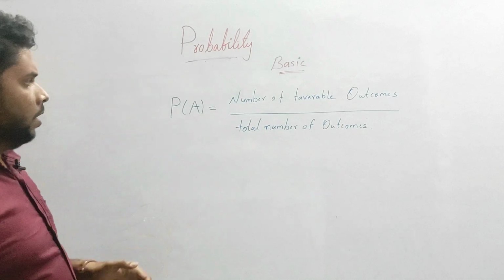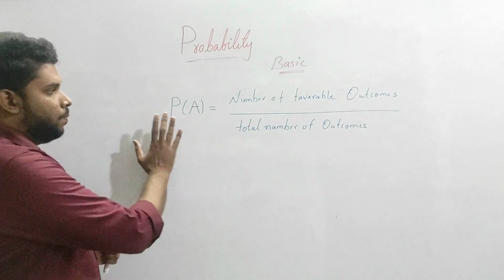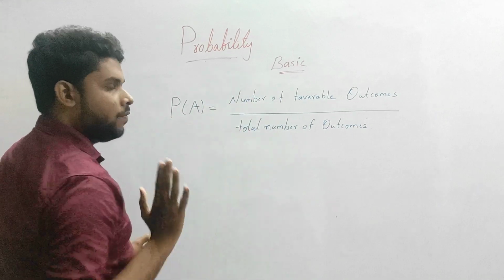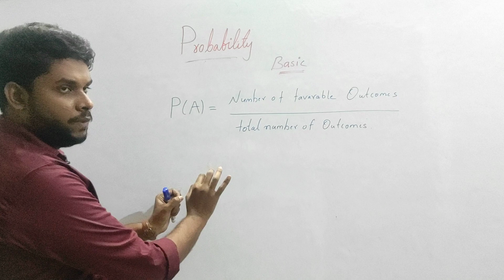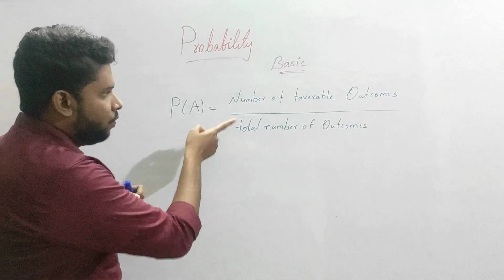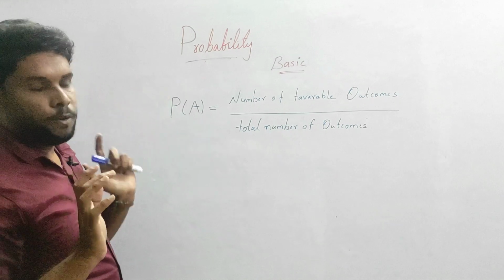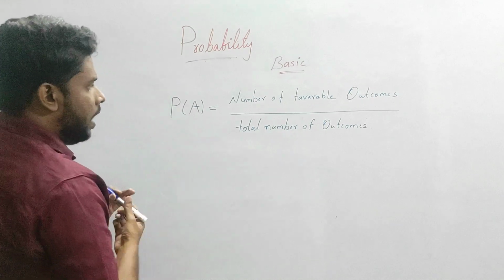Okay. So now, what is probability? Theoretically, probability is defined as the number of favorable outcomes divided by the total number of outcomes. Just remember this formula. If you have an idea how to find these two things, definitely you will solve any problem on probability. Now I will write it in short form.